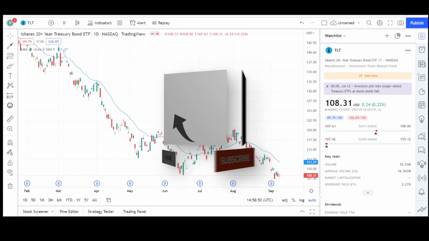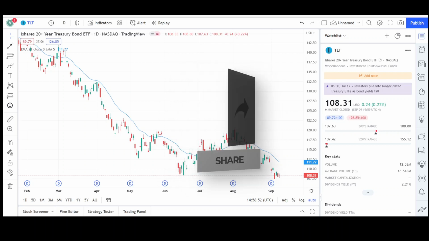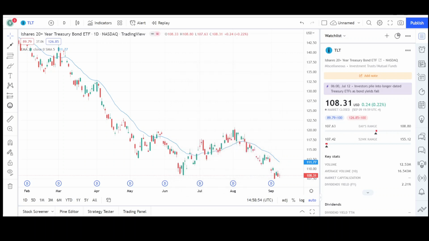This video is for entertainment purposes only, does not constitute any financial advice. I will first go over what I see in the daily chart and finish the video off with the weekly chart. So here we have the daily chart for TLT.